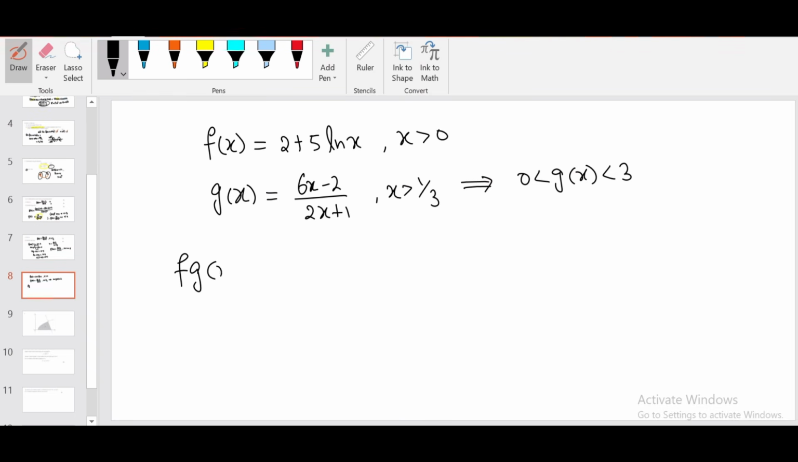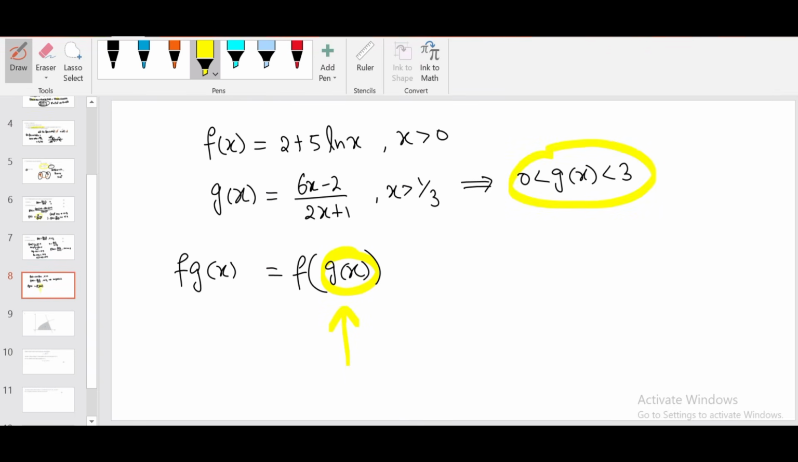Now when they ask you to find the composite function fg, how do we usually calculate fg? We write, let's say we have fg of x. We find g of x first. That's going to be the input of f of x. In other words, the range of g of x is going to be the input here. The range of g of x is this, 0 to 3. So these numbers will be the input of f of x for this composite function.